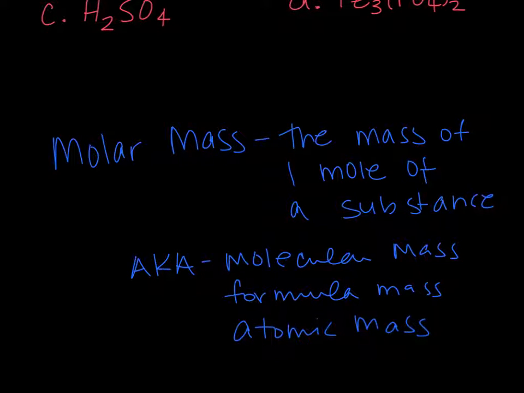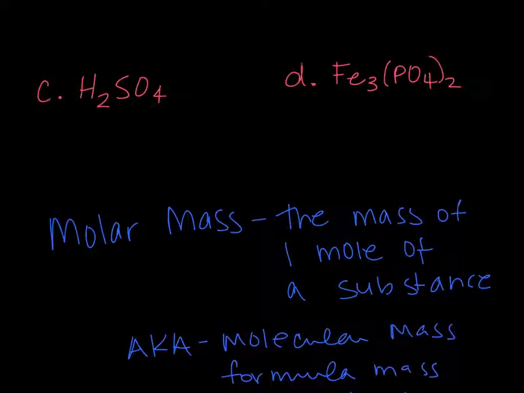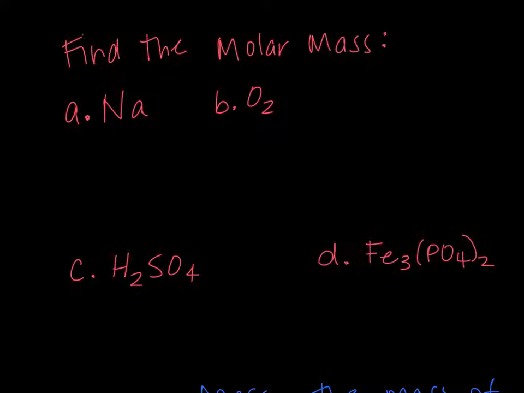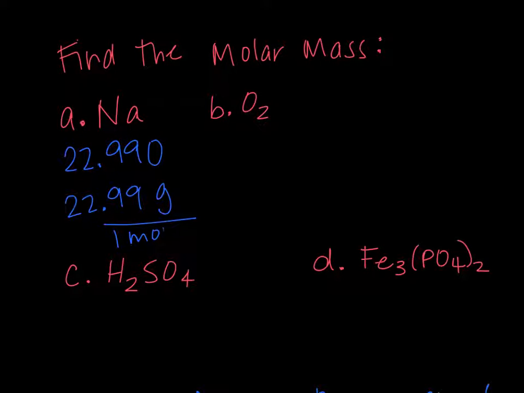Okay, so let's come back up here and find the molar mass. And so for sodium on the periodic table, it says 22.990, I think. And so that's going to round to 22.99. And molar mass has the units of grams per mole. And so that's grams in 1 mole of sodium. So there's 22.99 grams of sodium in 1 mole of sodium.